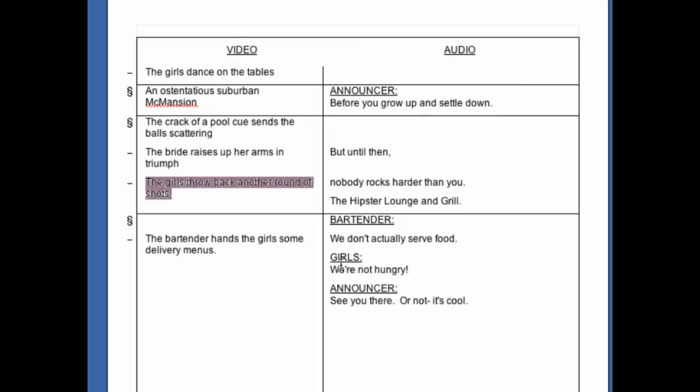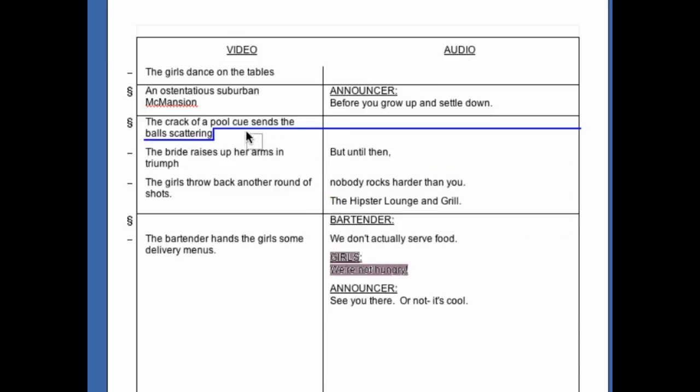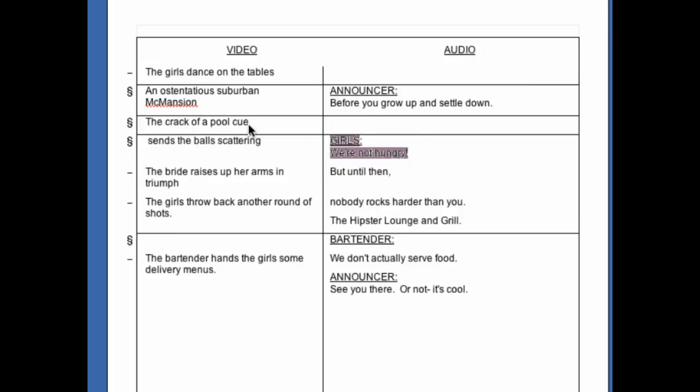I can also take a line of dialogue in the character. I'm going to click the mouse button and bring it up here, and I can now associate that with part of a shot in another scene if I let go of the mouse. Now you can see the crack of the pool cue has become its own shot. Sends the balls scattering is now associated with this particular line of dialogue. This enables scenes and shots to be easily reordered after they are written. This functionality is not available in any other word processor.